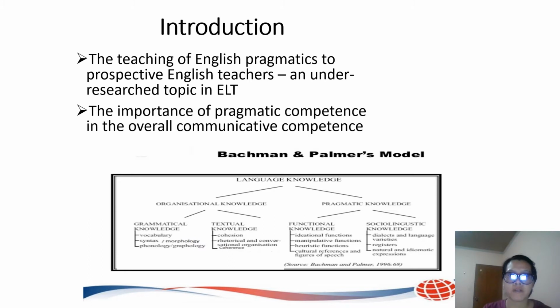So the teaching of English pragmatics to prospective English teachers is an under-researched topic in ELT, despite the importance of pragmatic competence in the overall communicative competence. As can be seen in Bachman and Palmer's 1996 model, for example, language knowledge consists of organizational knowledge and pragmatic knowledge, but normally in EFL contexts, only organizational knowledge is paid attention to.